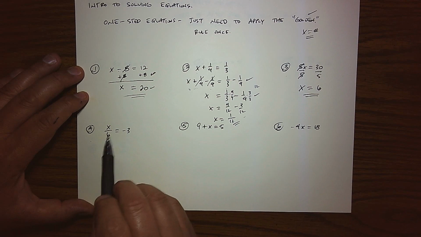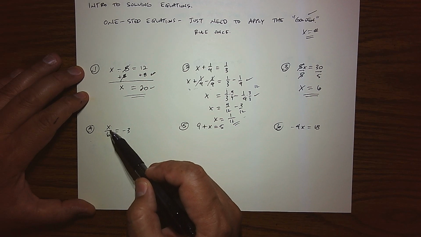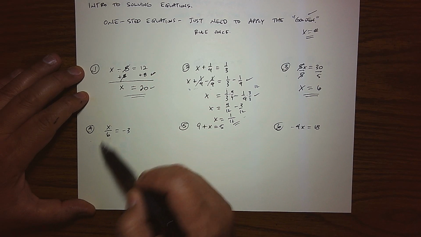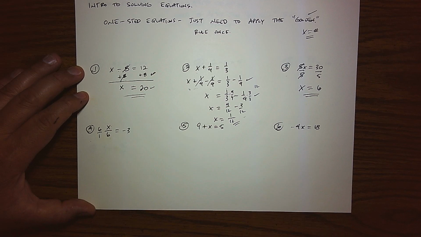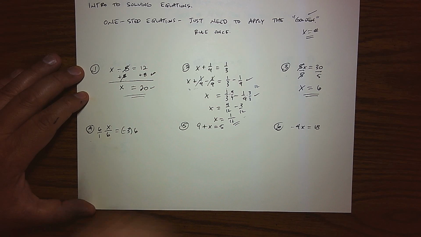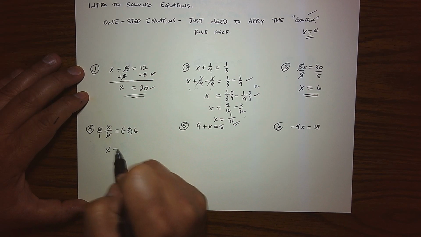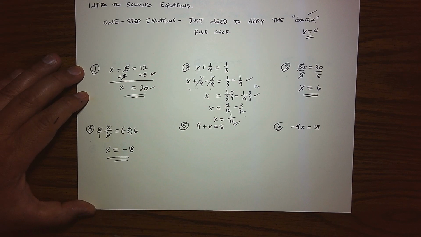Number 4, what's happening with the x here is in language we have a number divided by 6. So how do we reverse a division? By multiplying, right? So I'm going to multiply this side by 6. If you want to write it as 6/1, you can. And I'm going to multiply that side by 6. The 6's divide out, leaving us with x, and negative 3 times 6 gives us a negative 18.